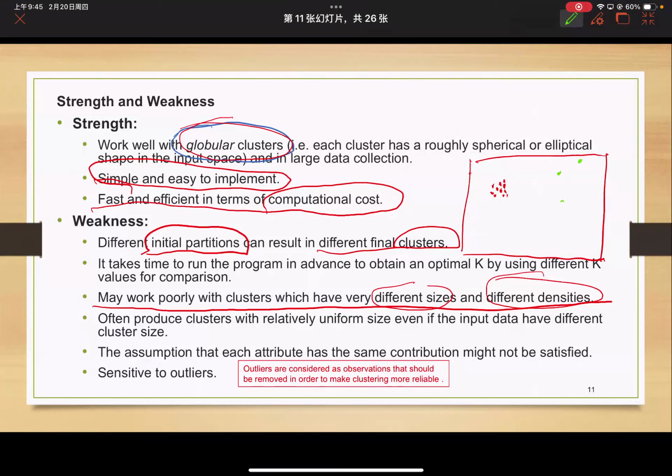It has a very low density and something like this. And the shape is not globular, something like this. Then the k-means algorithm will work poorly, okay? So this is the limitation of k-means clustering.